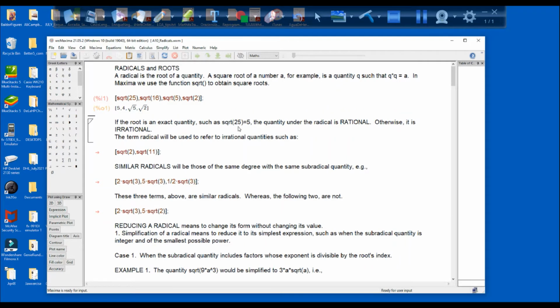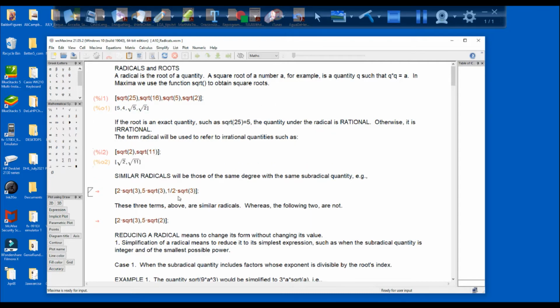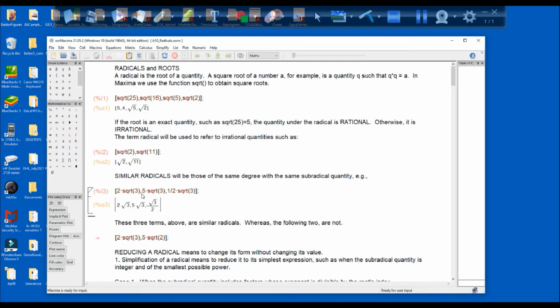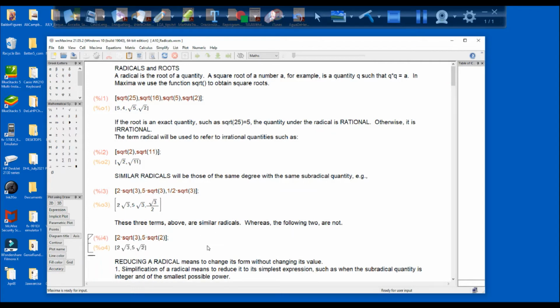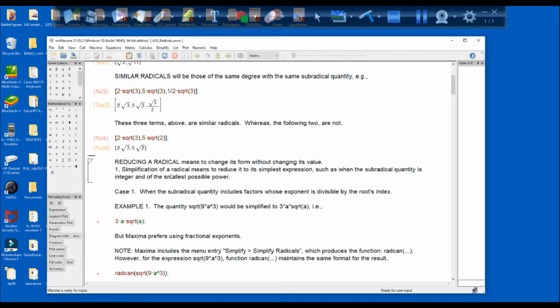And so we have radical and root. SQRT is the function that does square roots in Maxima, and if it is a perfect square like 25, your result will be a single integer number, and so this is a rational result. If you cannot get a result, you get an irrational number like this. Here we have a couple of irrational quantities. Now, when you have, for example, square root of 3 multiplying square root of 3, here you have similar radicals, and you can combine them in summations and subtractions and so on. This will be non-similar radicals, which will be easy to reduce.